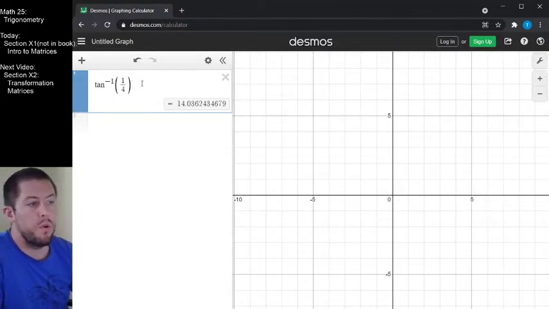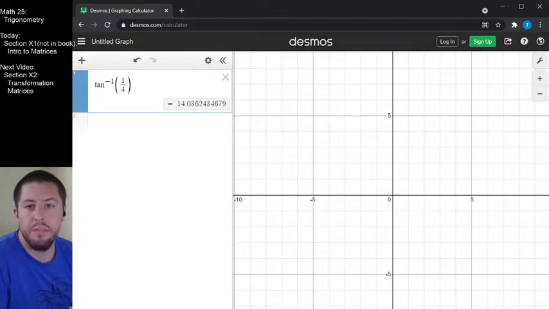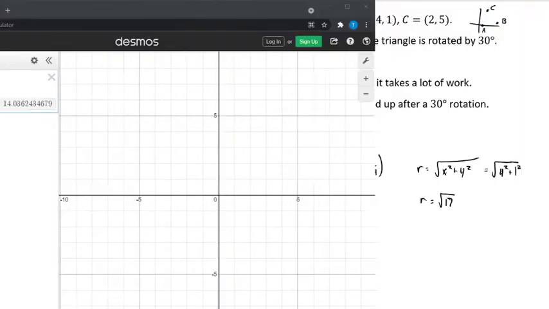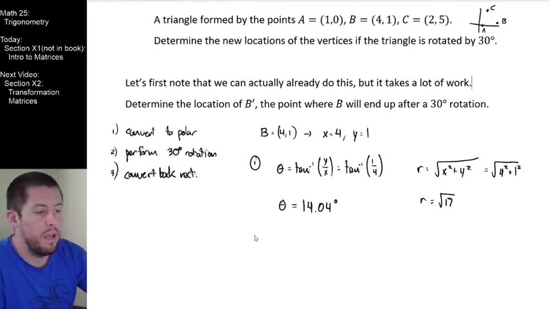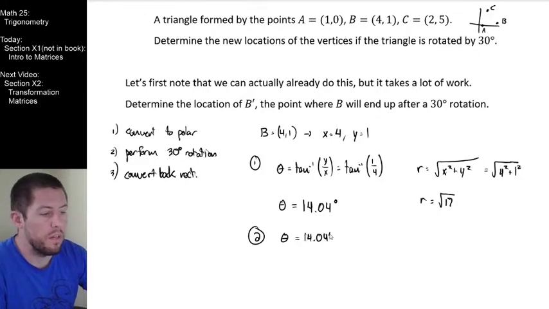And I'm getting 14.04, I think is a good round for that, 14.04 here. So let's head back over here. We can see we're getting 14.04 degrees from our calculator. So for step 2, we're going to do the 30-degree rotation. So I'm going to say theta equals 14.04 degrees.